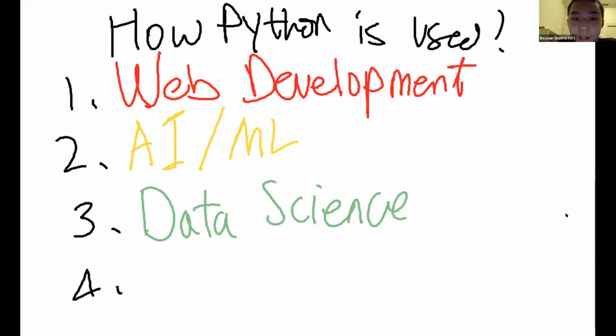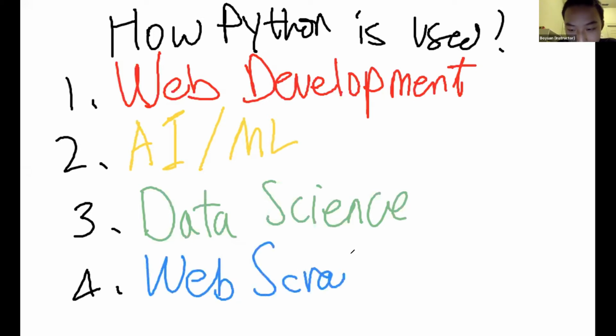Indeed, Jimmy got the final one. It's web scraping. It's another professional industry of why Python is actually being used. So these four, uno, dos, tres, cuatro, are the four main areas of how Python is being used. All right.